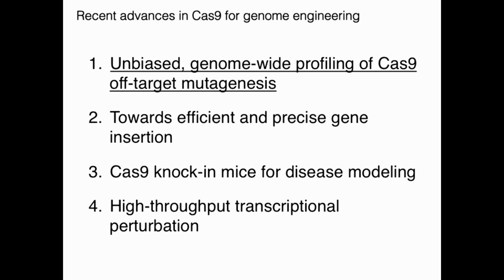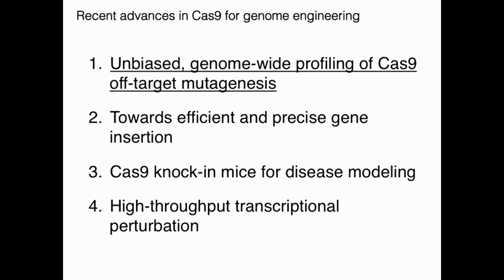Second, another great need in the field is the ability to efficiently but also precisely insert genes or modify the genome. As I alluded to before, although homologous recombination allows us to do a lot of that, it's typically a much lower frequency pathway. So we'll discuss some efforts to improve this. Finally, I'll introduce the Cas9 knock-in mouse for in vivo disease modeling and discuss improvements in transcriptional activators for genome-scale transcriptional perturbation. There's a lot to go through in a short amount of time, but we'll try to get through it together.